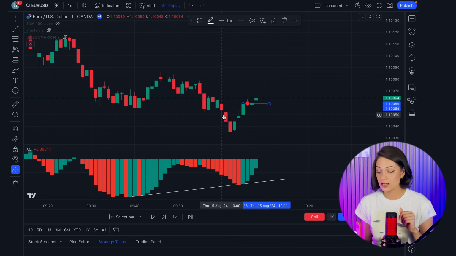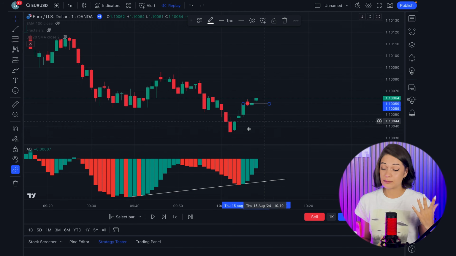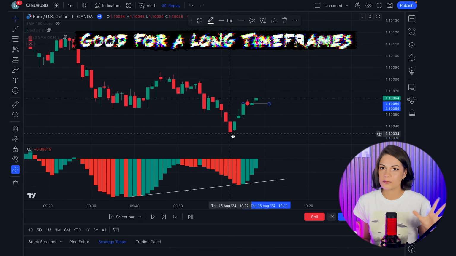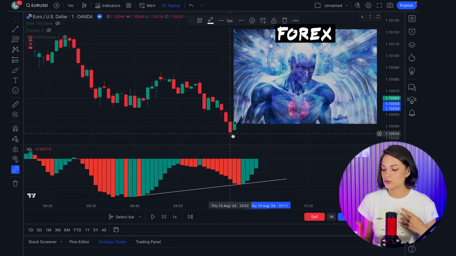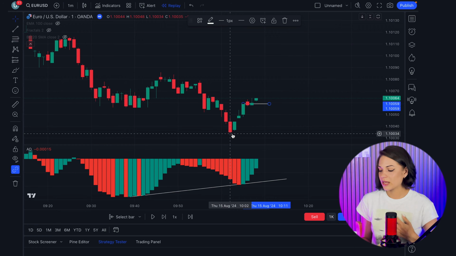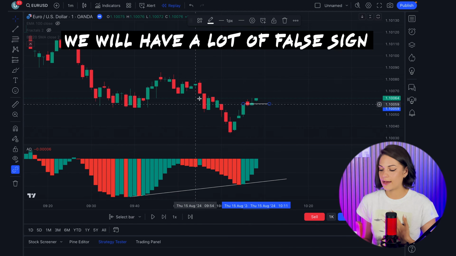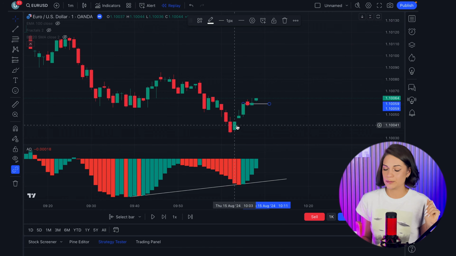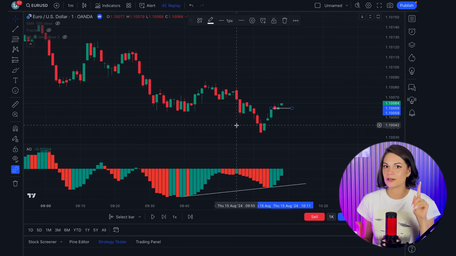But I actually think that this specific strategy will give us a lot of false signals. I'm still not sure, but I still think that it's going to be good for longer time frames, for example, like Forex, where you trade for days, not for minutes. And I believe that we will have a lot of false signals, as I said, but we will see. I'm not a prophet. We will look at the backtesting, but first let's look at the downtrend.